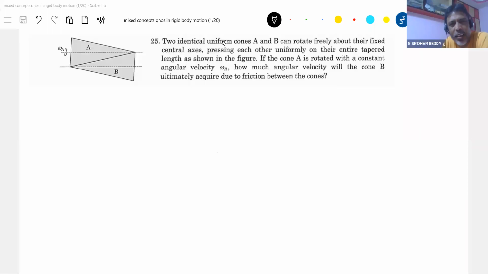Okay, good morning, all of you. Today will be our last day of rigid body. Not last day in the sense that we won't study it again; we'll study whenever time is available.